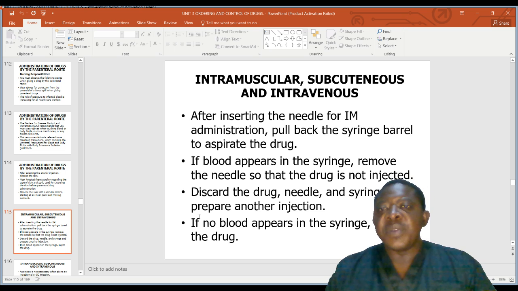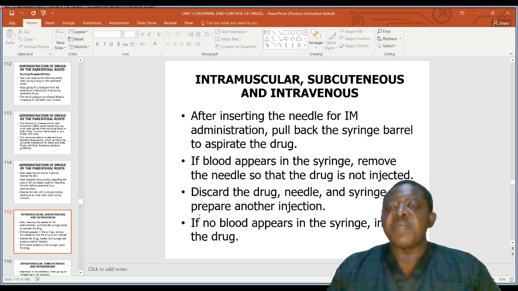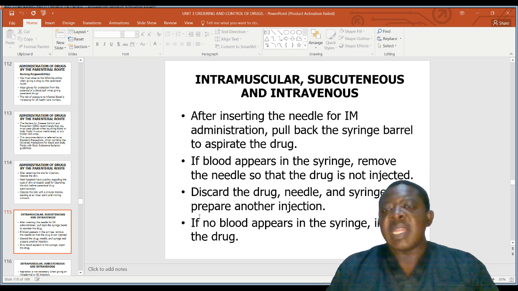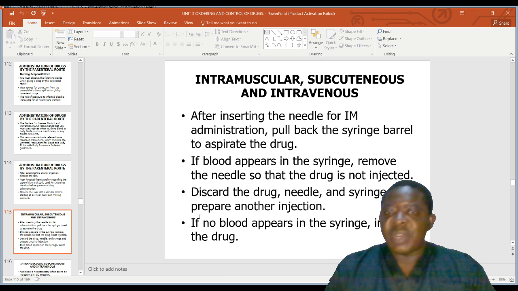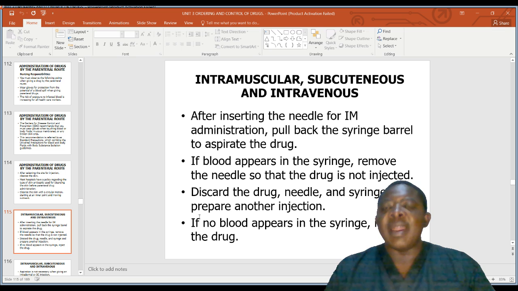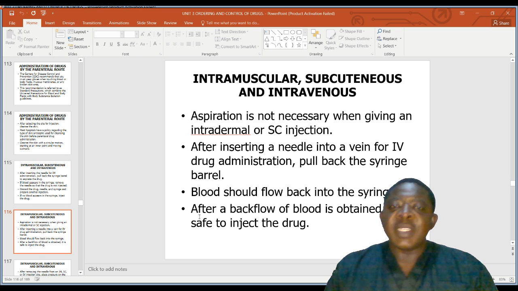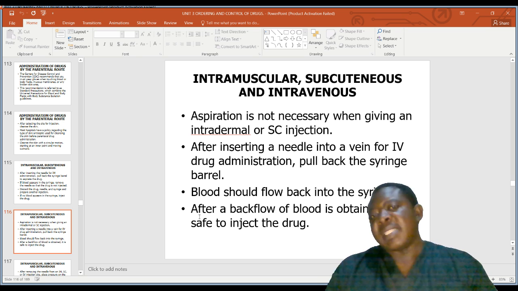After inserting the needle for intramuscular administration, you can pull back the syringe barrel to aspirate. Okay, so if blood appears in the syringe, remove the needle so that the drug is not injected. You can discard the drug, needle, and syringe and prepare another injection. If no blood appears in the syringe, you can inject because now it is going in the muscle and not in the blood vessel. So aspiration is not necessary when giving an intradermal or subcutaneous injection.